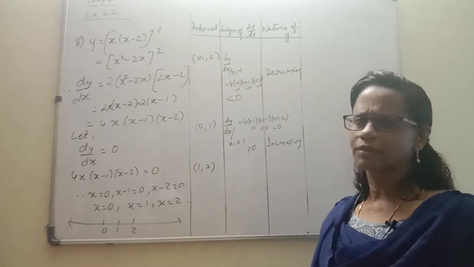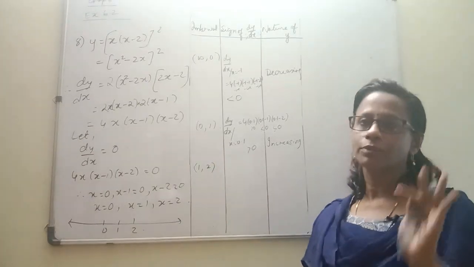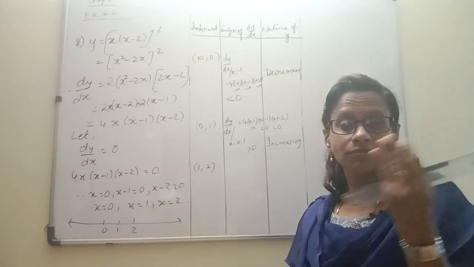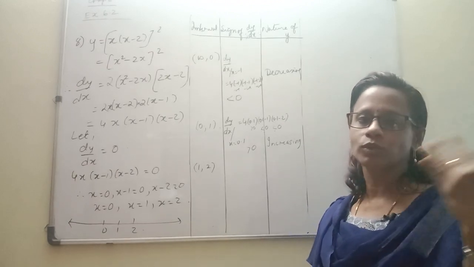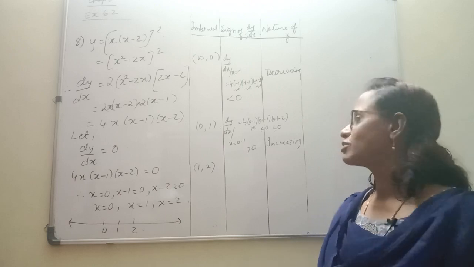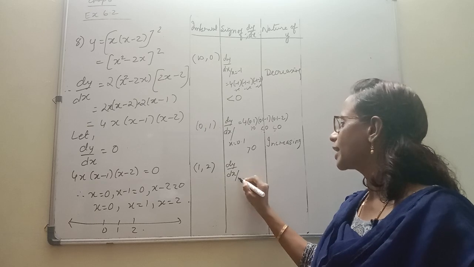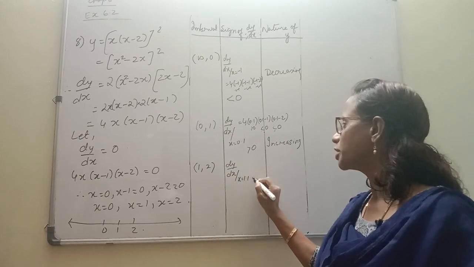Same way, I think you could take 1.1 or anything. As I told you, from 1.1 to 1.999, 1.885, all those you can take. But that will only complicate your calculations further. So that's why we try to take simpler values. dy by dx at x equal to maybe 1.1.